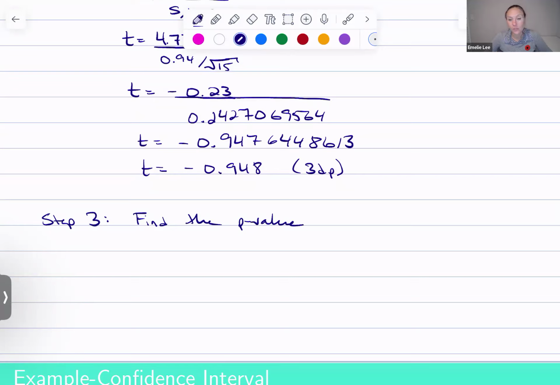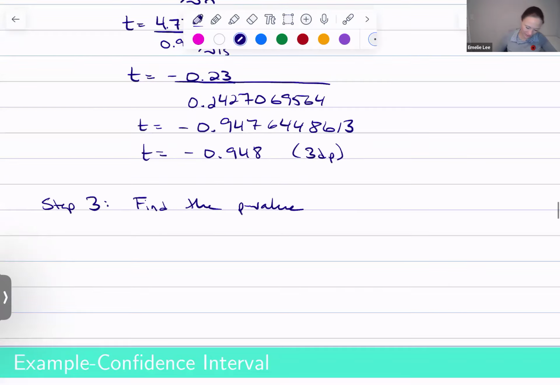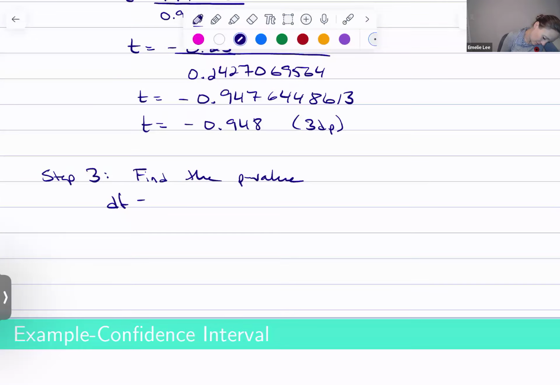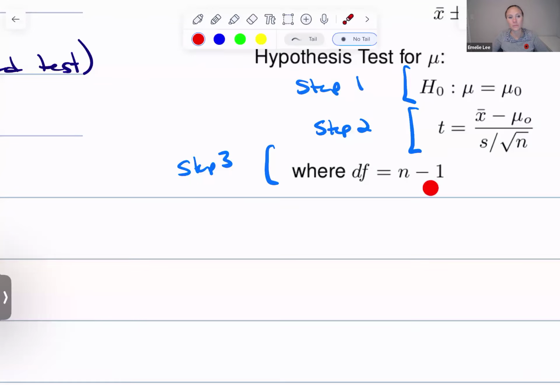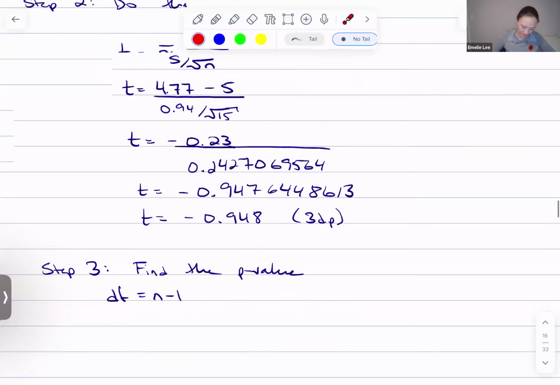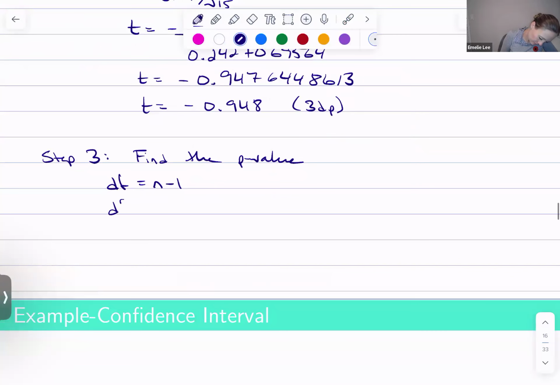To find the p-value, we have to use the t-table. We need to find the degrees of freedom. And so the degrees of freedom is n minus 1. Right? And that's from up here, where the degrees of freedom is n minus 1. So your degrees of freedom is 15 minus 1. So your degrees of freedom is 14.